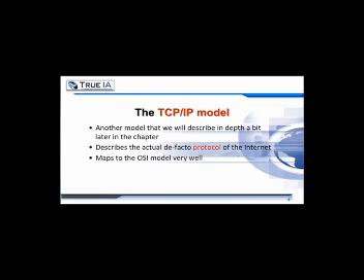Then we have the TCP/IP model. It's just another model that we will describe in depth a bit later on. Understand that it describes the actual de facto protocol of the internet. It's how the internet works. Each layer of the TCP/IP model, you may often see it referred to as the DoD model, maps directly to the OSI model very well.